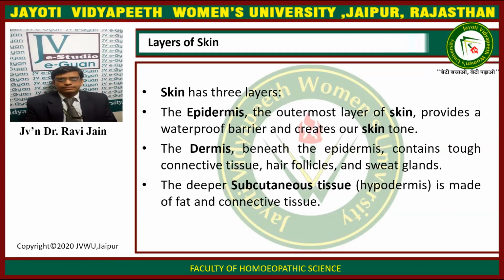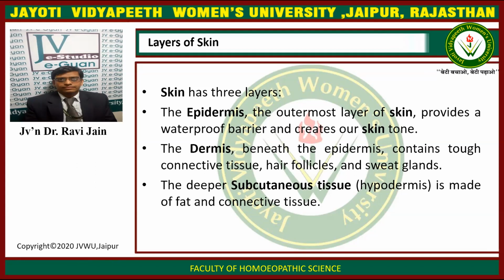Let's go to the layers of the skin. There are 3 layers of the skin: epidermis, dermis, and the underlying subcutaneous tissue. The epidermis is the outermost layer of the skin, and it provides a waterproofing barrier and creates the skin tone. The dermis lies beneath the epidermis and contains tough connective tissue, hair follicles, and sweat glands, all of them embedded in the dermis. The deeper layer, the subcutaneous tissue, consists of the hypodermis and is made up of fat and connective tissue.